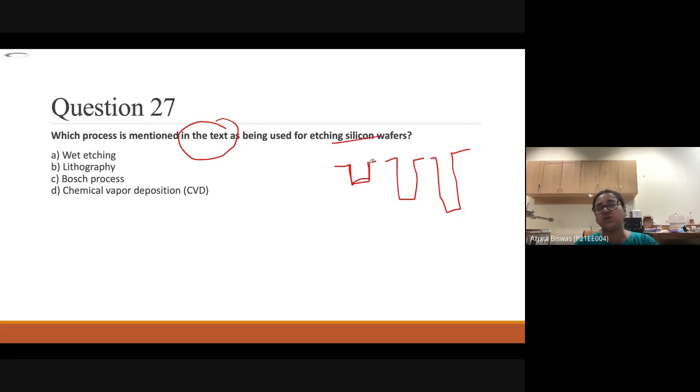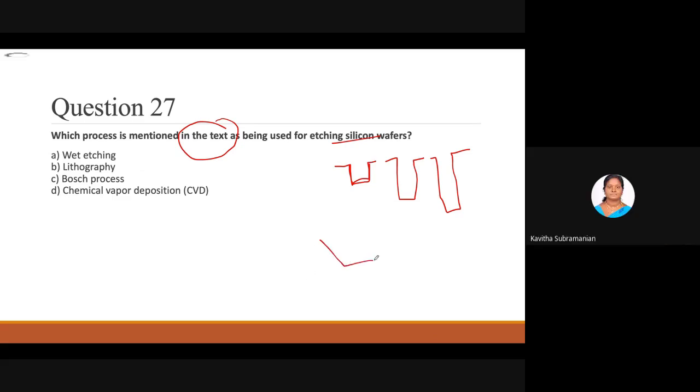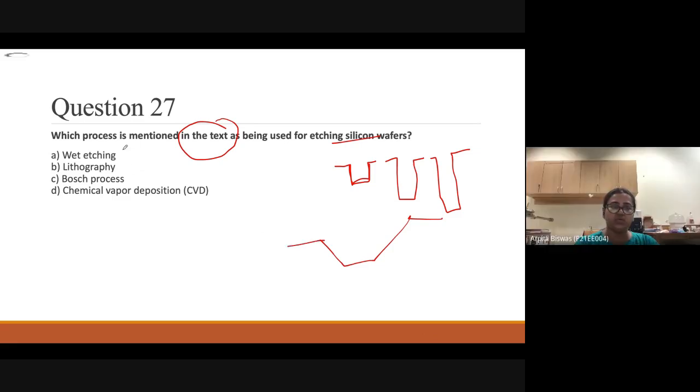If you go through the TMAH or the KOH-based solution, the wet etching, anisotropic etch process, this type of structure comes. But in the lecture video, this rectangular structure they have mentioned. So which process have they used?